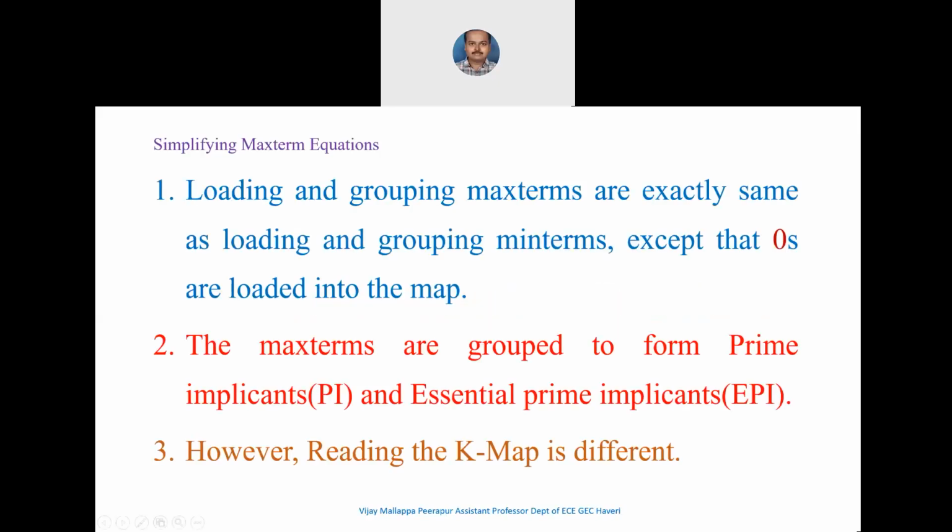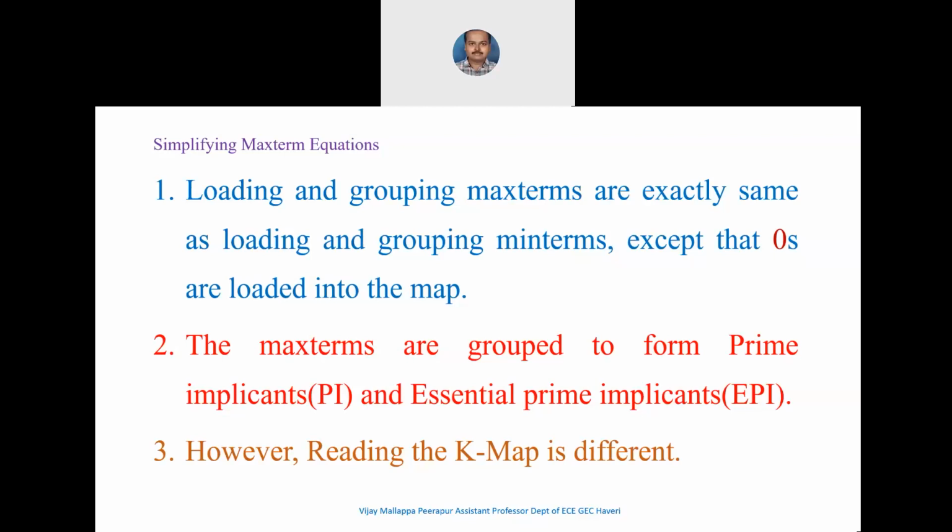Since we know how to simplify min terms, here also, in the min term we used to load the value as logic 1 for whatever decimal notation is given, or from the truth table we used to enter the input combinations for which the output is logic high. Now in max term, we load and group the max terms exactly the same as loading and grouping min terms. The loading and grouping of the max terms is similar to that of min terms.